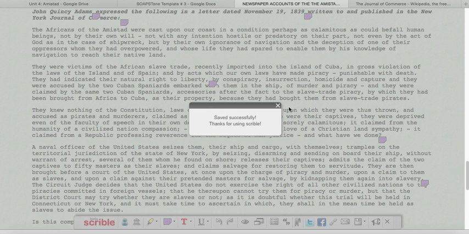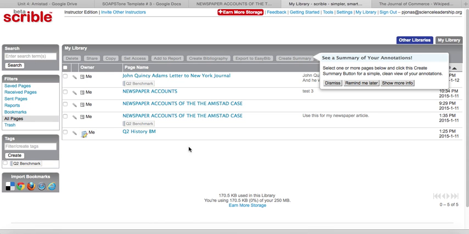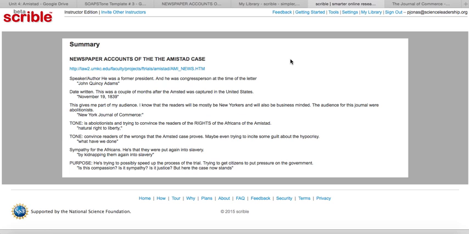All right. Now, afterwards, let's say I want to see it in my library. This little picture of a building here takes me to my library. All right. And see here, John Quincy Adams, letter to New York Journal. I can open it up. I can do many things with this. Let's say I want to click on it and create a summary. All right. And here, check it out. All my notes attached with the things that I highlighted. Okay. Here we go. I have quotes. I have my notes and my analysis. And there's my SOAPSTone.